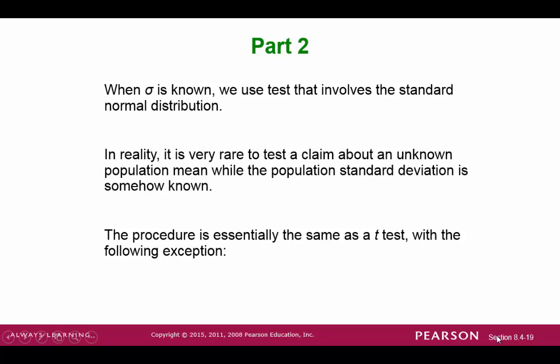Let's take a look at a slightly different example here. This time we'll assume that sigma is known. When sigma is known, we get to use the standard normal distribution. That's the normal distribution Z. But we want to make sure that you understand that this is extremely rare, and we can make assumptions about an unknown sigma and pretend that it's known, but in general, if we don't know it, we're going to use the t-test. So here we'll assume that sigma is known.